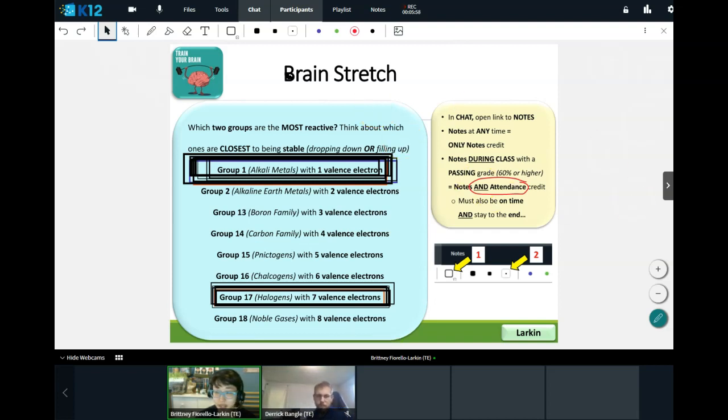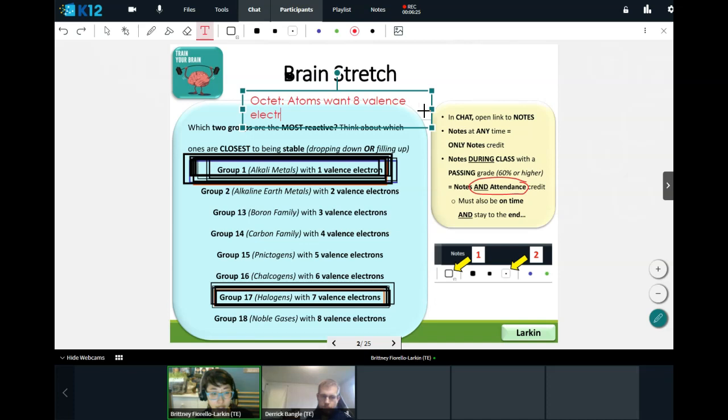Excellent. Thank you for all that participation up there. Beautiful. All right, let's go ahead and talk a little bit about these. So the two groups that are the most reactive, again, are the ones closest to being stable without actually being stable. Remember, when we talk about stability, we're talking about the octet rule. So tell me in the chat box, atoms want how many valence electrons? Think about that octet rule. Yeah, atoms want 8 valence electrons, 8 outer electrons, and that would make them stable, right?